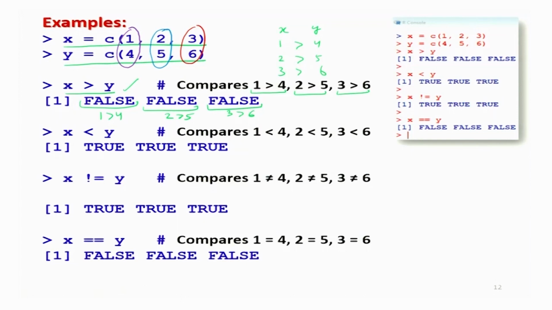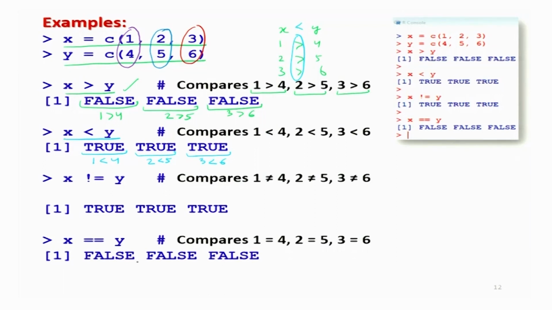Right. And similarly, if you take the next operation, say x smaller than y, then it compares the 3 values, and the first value in the outcome is an outcome of the operation 1 less than 4, the second true is an outcome of the operation 2 smaller than 5, and the third true is an outcome of 3 smaller than 6, because now the greater than sign is replaced by the less than sign.